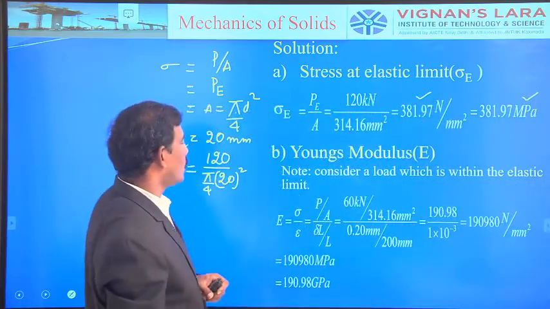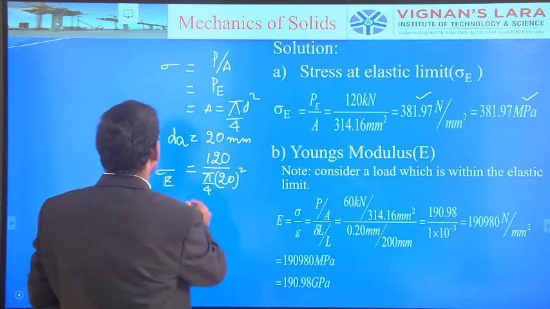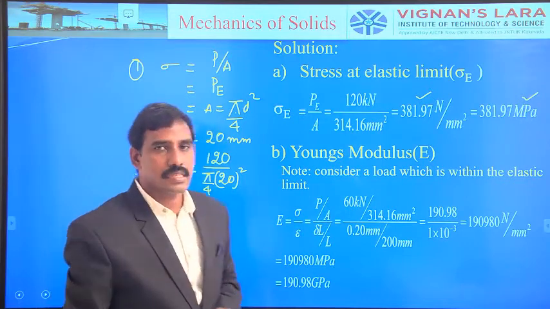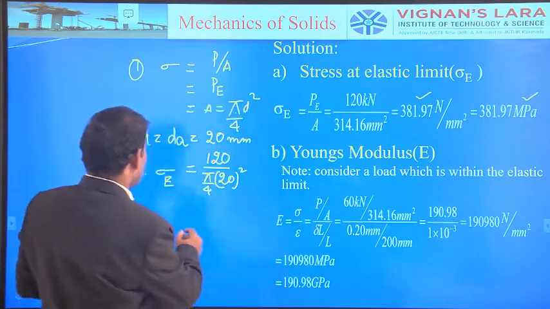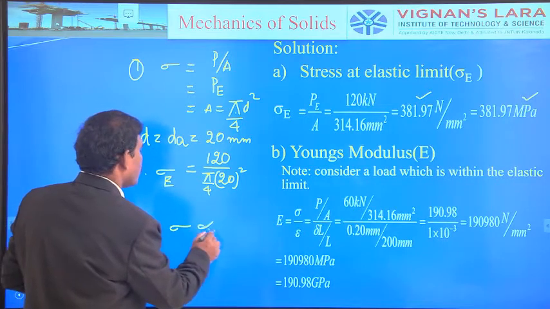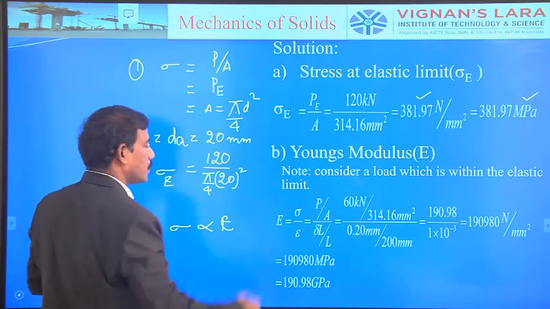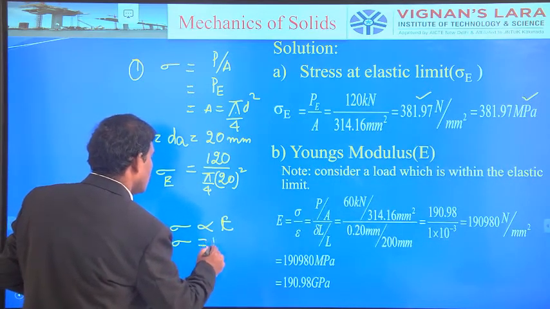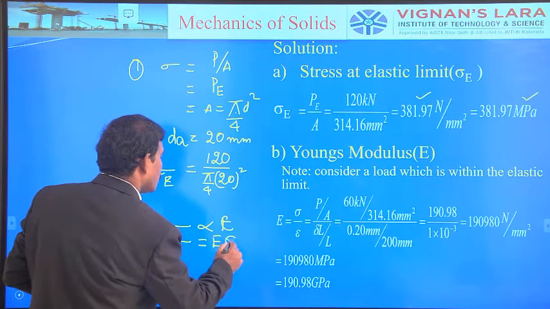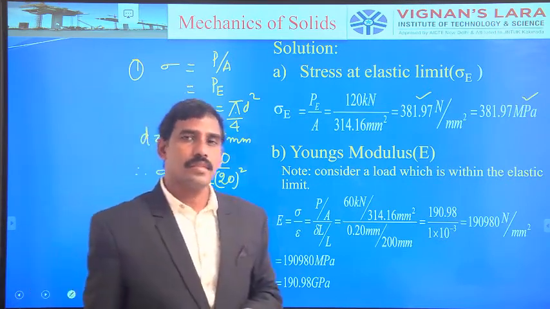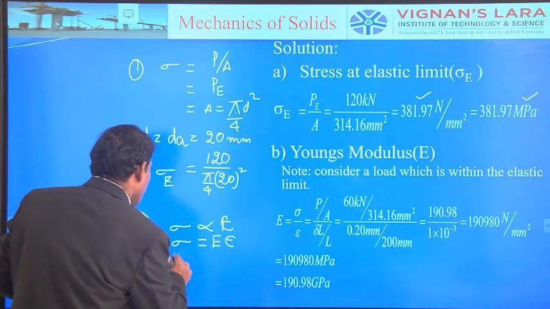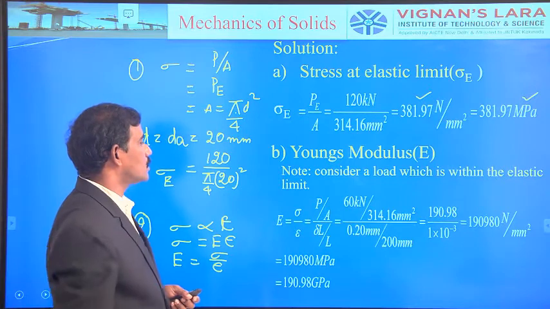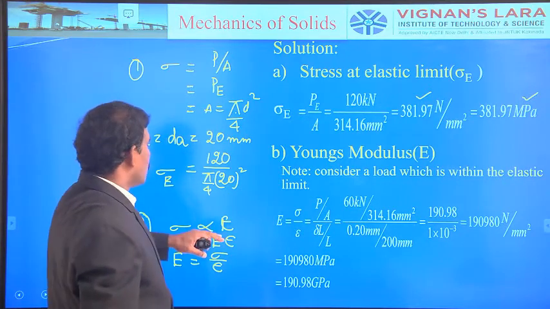Then go for the Young's modulus. This is the first case. Coming to the second case, we know the relation between the stress and strain. Yes, the stress is directly proportional to the strain. Within the limit of proportionality, it is replaced by a constant, that is E, called the modulus of elasticity or the Young's modulus. So therefore E is equal to stress by strain. What is the relation?